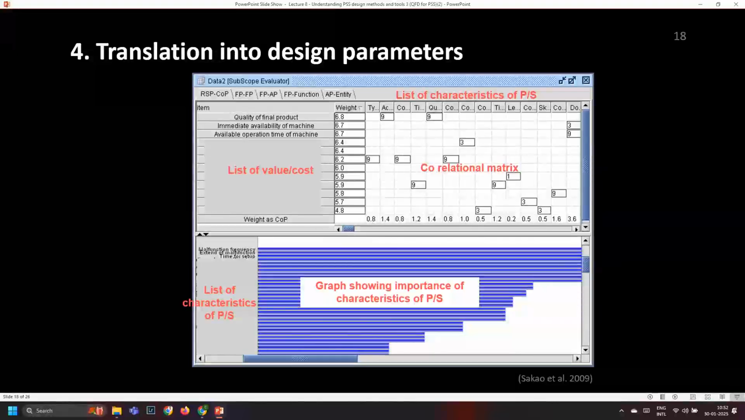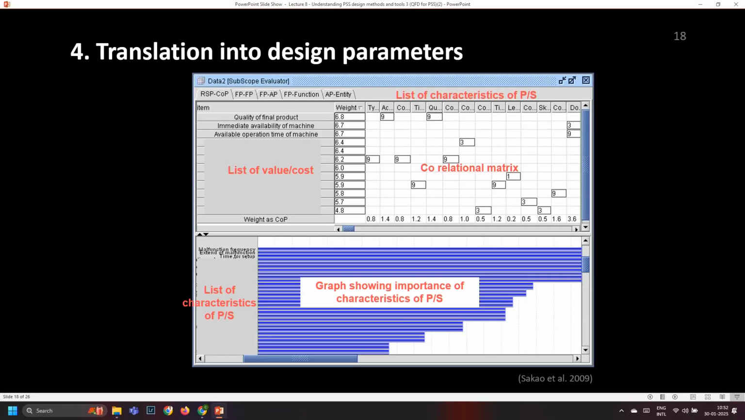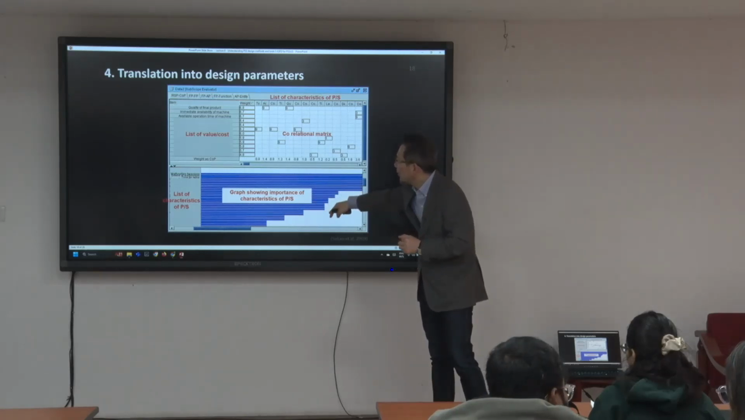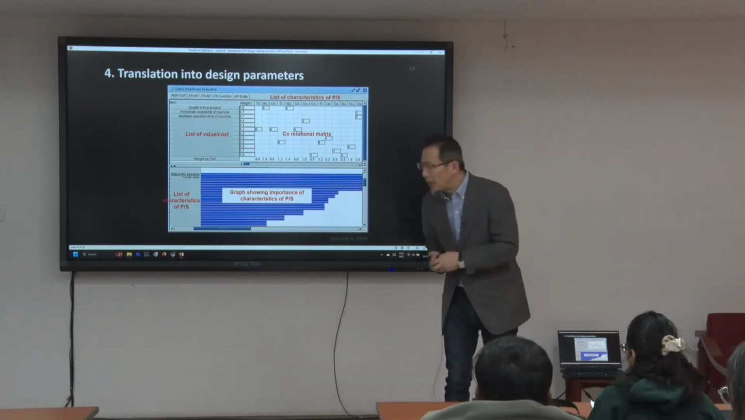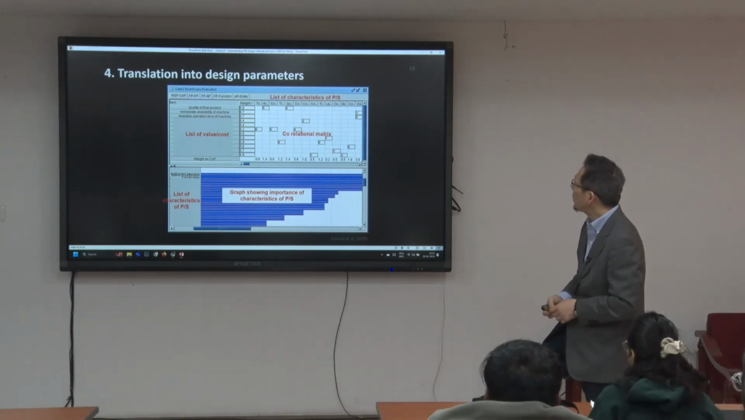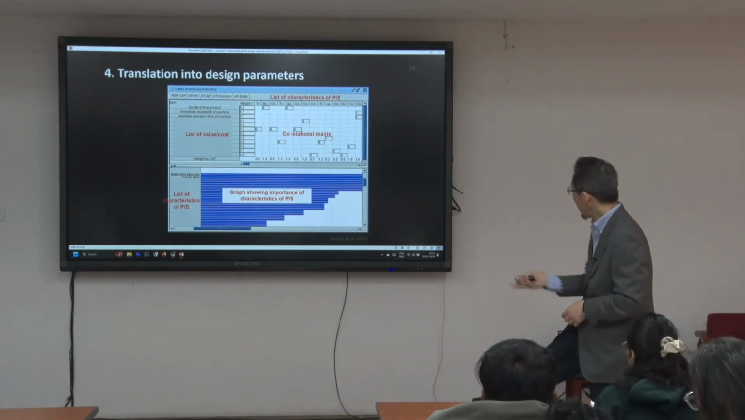Thereby, as an outcome, the relative importance of the design characteristics, right? So in this application, we used specific software. It's not a commercial one, developed for academic purposes. And then we saw, as an outcome from the software, the relative importance of design characteristics.